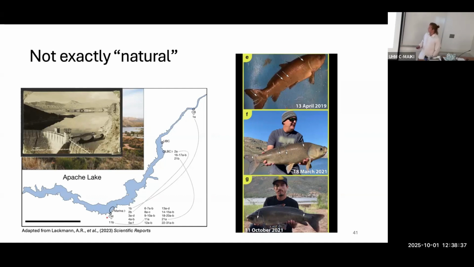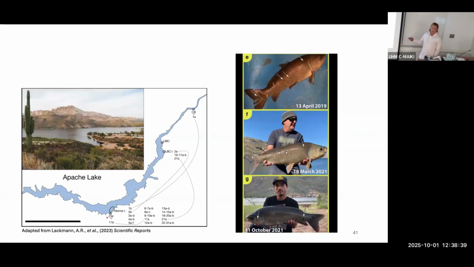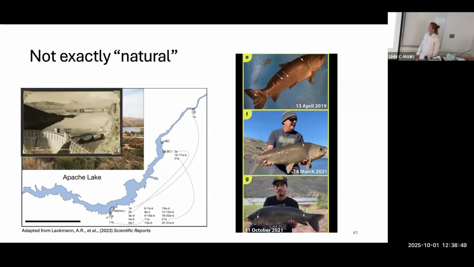So we went down there. Apache Lake is a really beautiful place. So if you ever get the chance to go, I highly recommend going there. It's a really beautiful lake that is fun to be at, just in general.